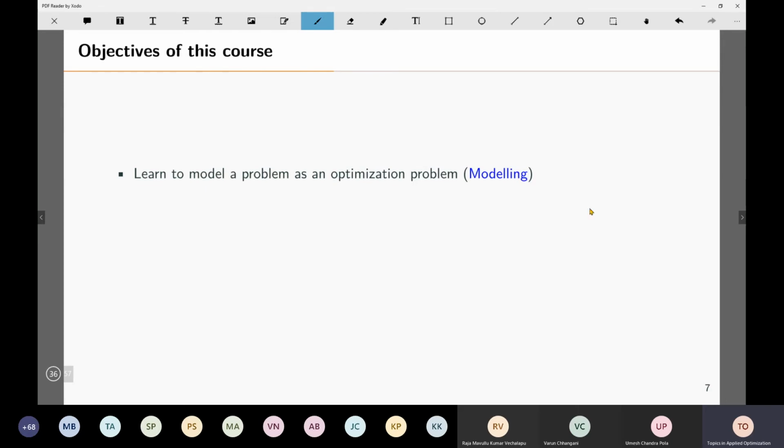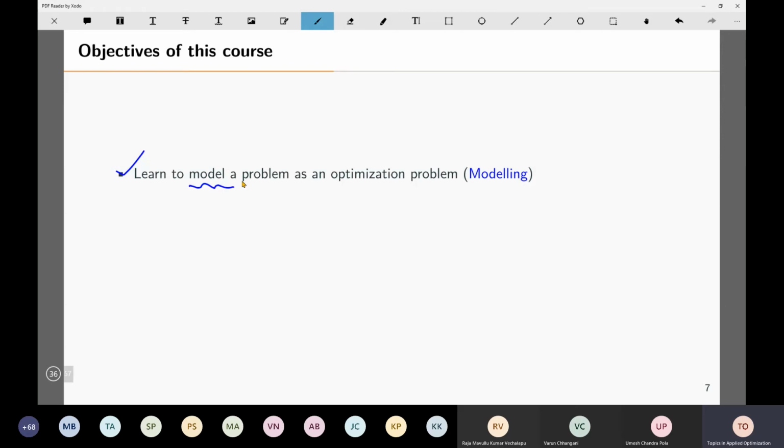What are the objectives of this course? To learn to model. Modeling is also an important component of this course. Someone gives you a problem; how do you model that as an optimization problem? In recent times, you have seen that people are having a lot of success in image recognition, language translation and so on, even proposing models that can play games. All of this is, at the end of the day, a modeling problem. You model it, and eventually it's an optimization problem.